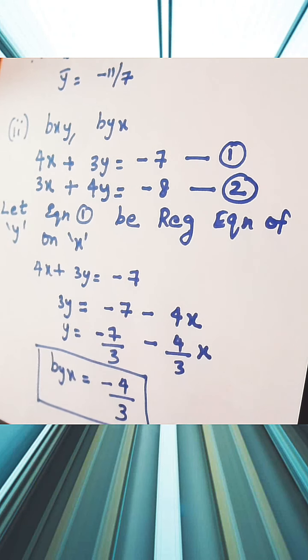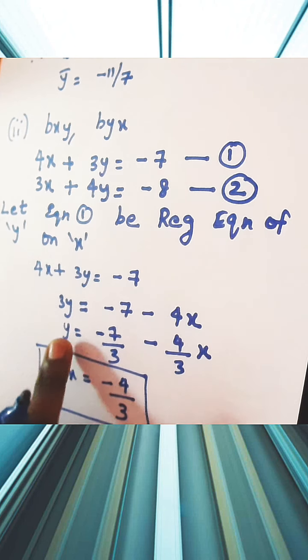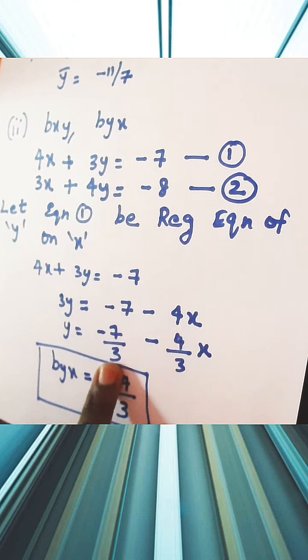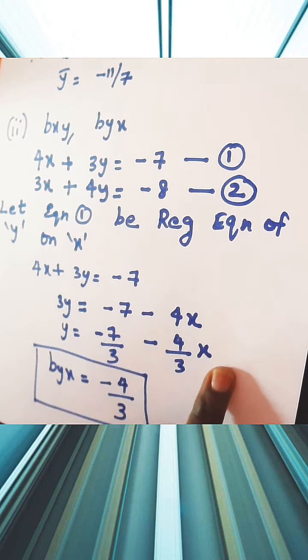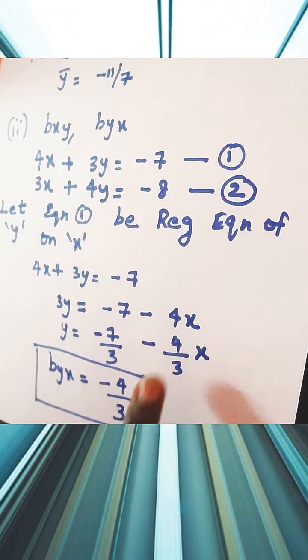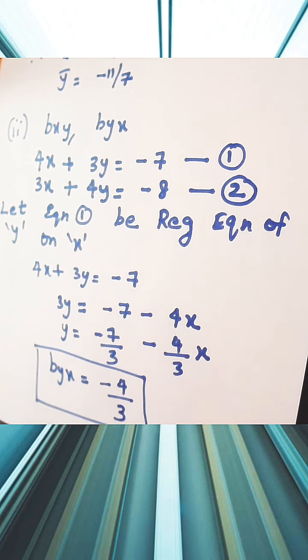Okay, students. What we have taken, we have assumed equation 1 will be the regression equation of y on x, or you can say the regression line of y on x. Then here y will be the dependent variable. We got the equation y is equal to minus 7 by 3 minus 4 by 3 x. This minus 4 by 3 will be your regression coefficient of y on x.